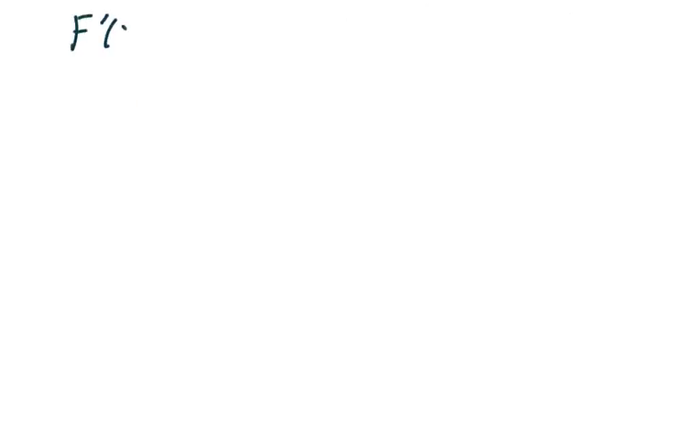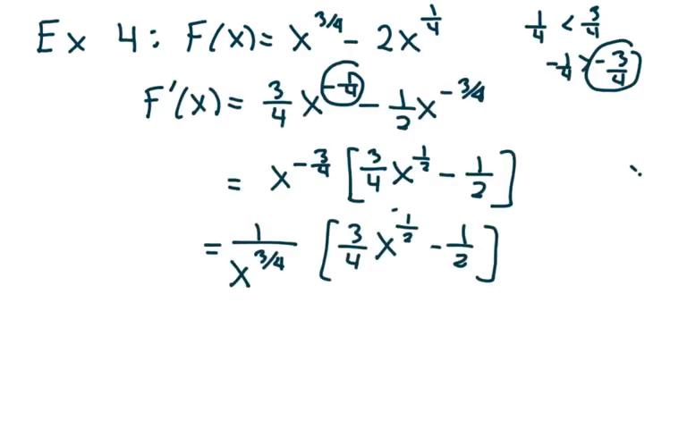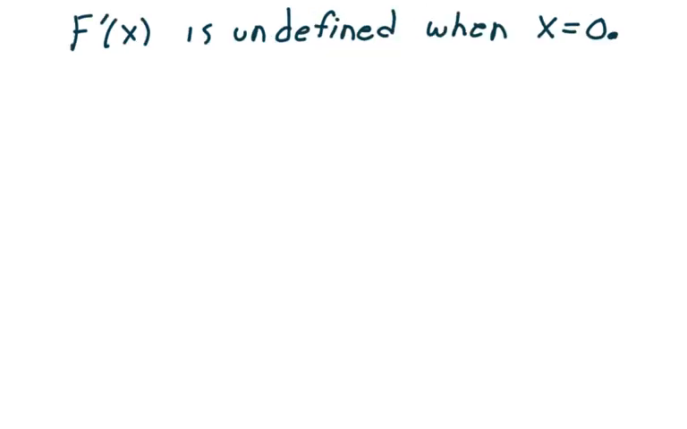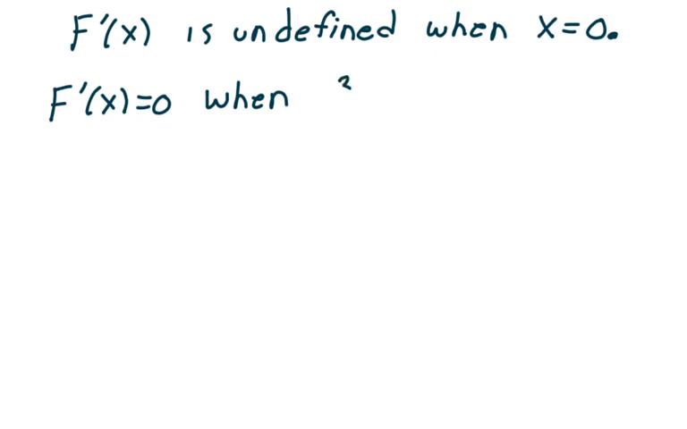Now, f prime of x is undefined when x equals 0. And that works because, remember, if you go back to the original function, x equals 0 is not in the domain. So that one's okay. Now, f prime of x equals 0 when 3/4 x to the 1/2 minus 1/2 equals 0. So let's go and write that down.